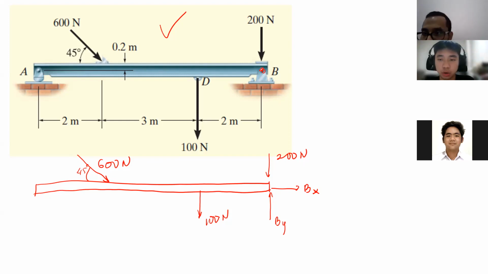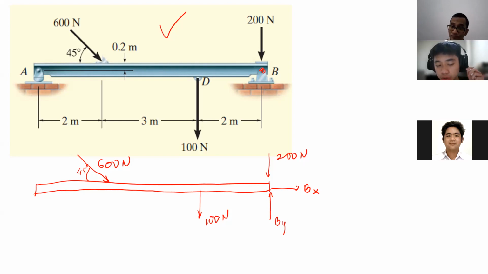Okay. Can I ask, if the 200 and 100 Newton are going the other direction, like to the top, will Bx and By be the other way around also? It's not necessarily like that, because the 200 Newton is going down and By is going up. It's not just affected by the 200 Newton. By going up will get affected by all the other forces as well. Do you get it, Alberto?